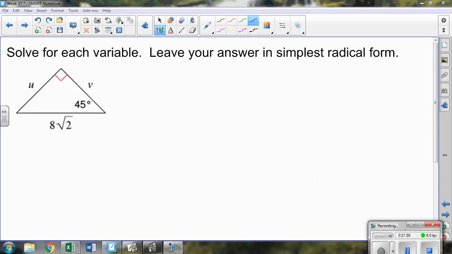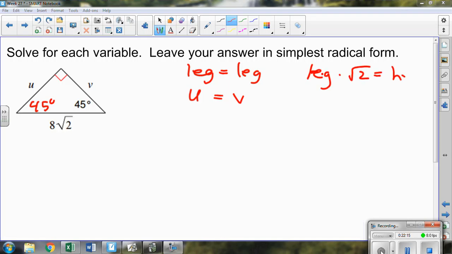Here's a similar problem. What are the relationships here? It's a 45, 45, 90, which tells us leg equals leg. So U and V are actually the same thing. We also know that the leg multiplied by the square root of 2 will equal the hypotenuse. So leg times square root of 2 equals hypotenuse. What's the value of U?